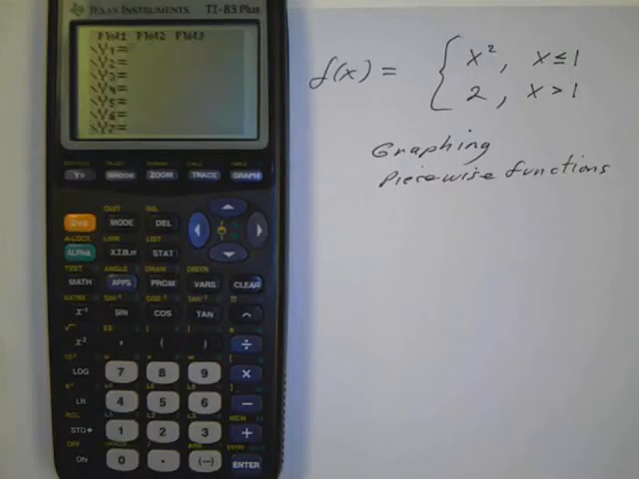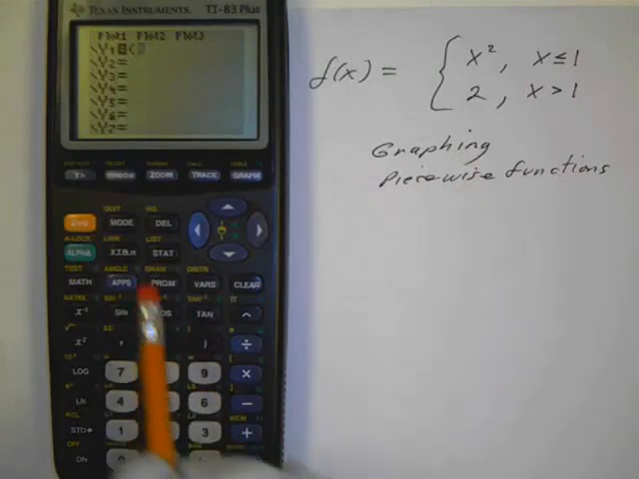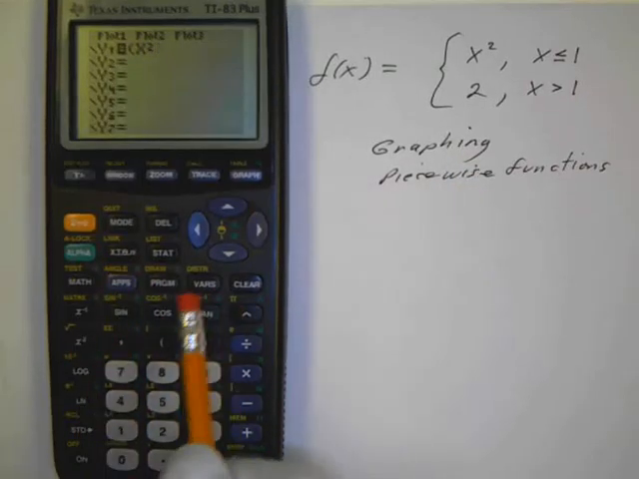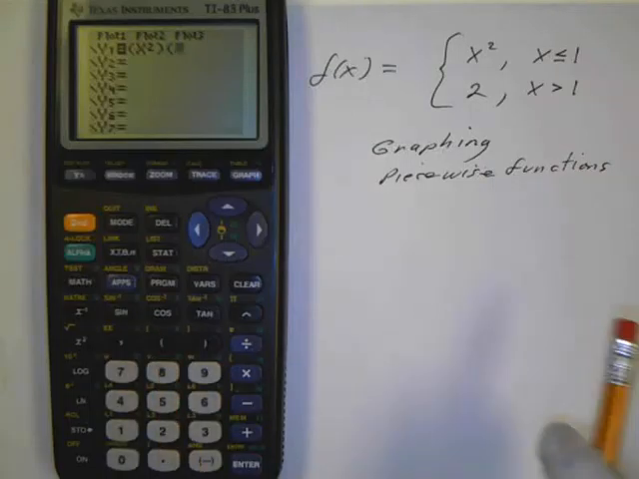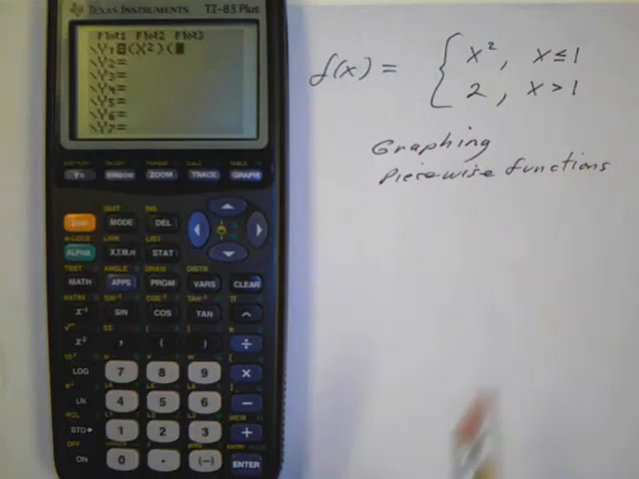For the function that we want to do piecewise, we'll put parentheses around it. So we'll put parentheses, put x squared in, then another set of parentheses for my restriction next to that. So what's my restriction? It's going to be x less than or equal to 1.